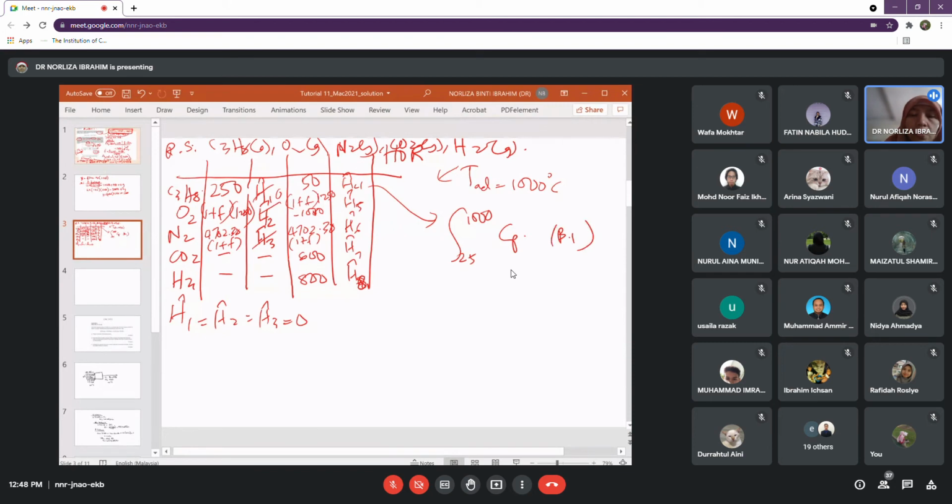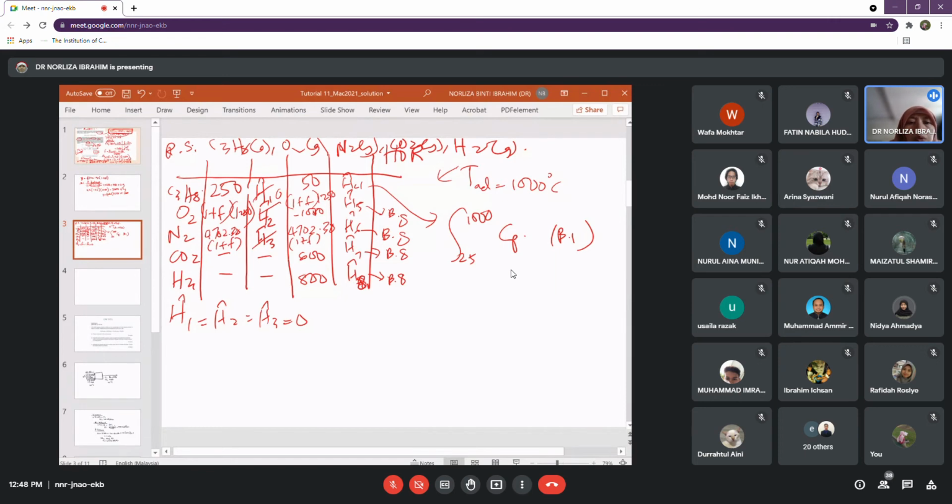Okay, so you get the value, whatever the value. I'm showing you the method. The details of the solution, you can write on your own. I give you the idea. H5, you can go to table B8. H6 also table B8, H7 also B8, H8 also table B8, because it's all gas and your reference state is also gas.